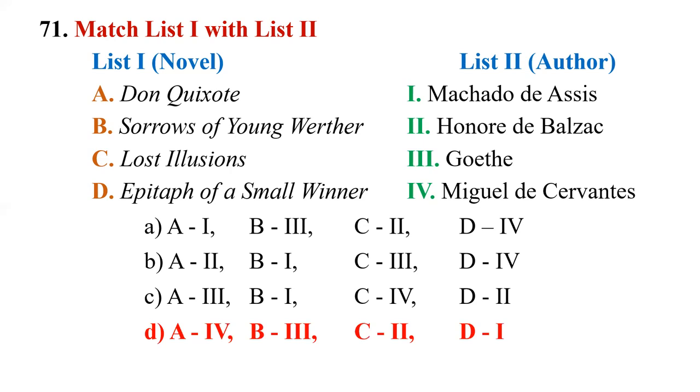B, Sorrows of Young Werther by Goethe. Then C, Lost Illusions by Honoré de Balzac. D, Epitaph of a Small Winner by Machado de Assis. Let's look at each one of them.